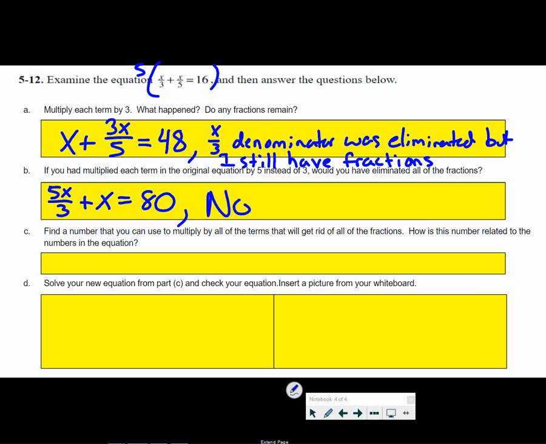So it says find a number that you can use to multiply all the terms that will get rid of all the fractions. How is this number related to the numbers in the equation? So I can multiply by 15 and get rid of all of the fractions because 15 is the least common denominator. Okay? So I'm going to do it here.